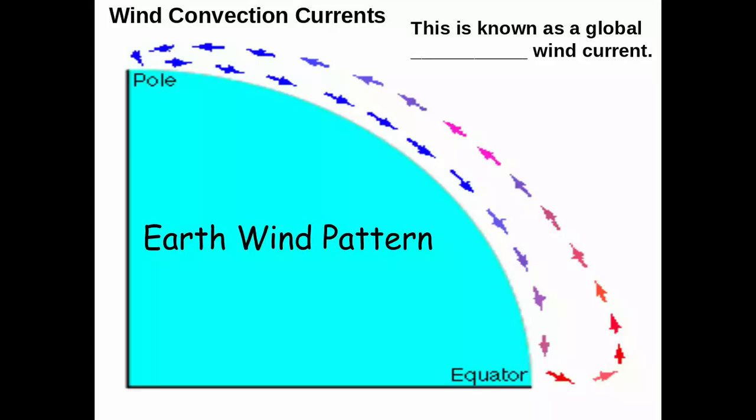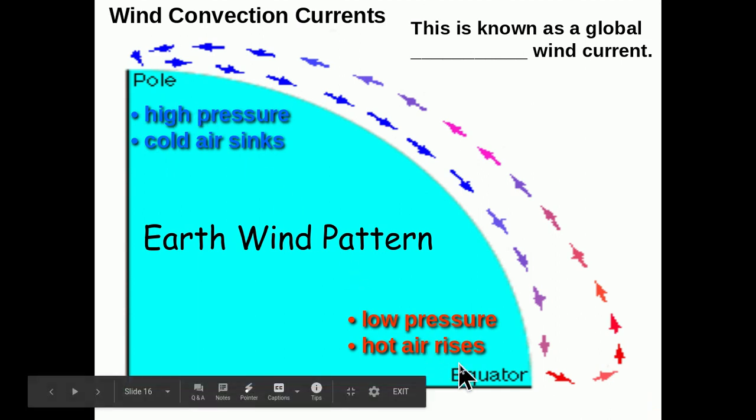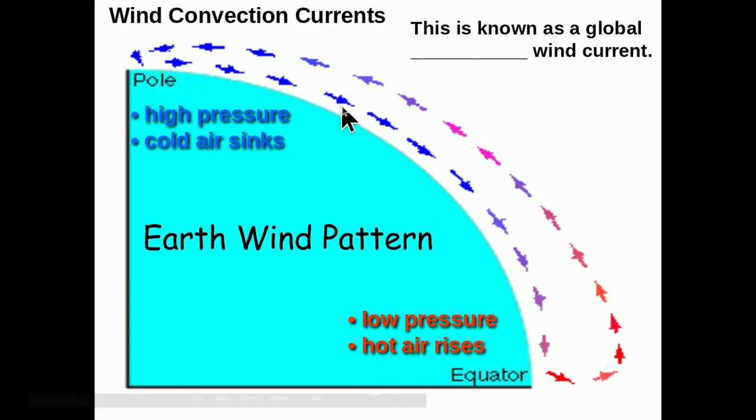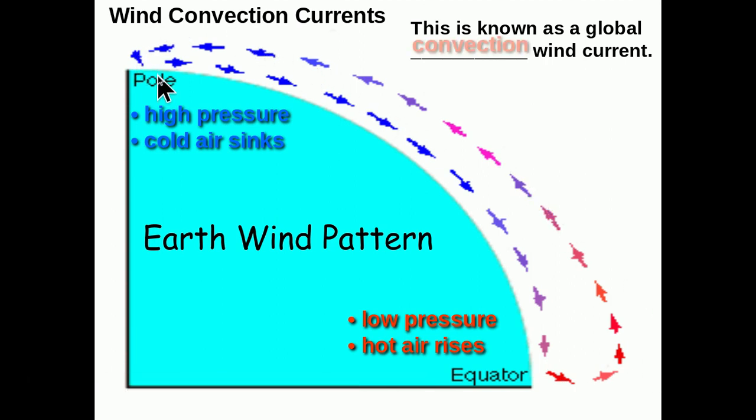So on a global scale, we can look at this slide, and here is where air is sinking and becoming a high pressure system, so cold air sinks. And then here at the equatorial zone, hot air rises, a low pressure system. You can see by following these arrows that it sets up a huge convection loop. This would be considered a global convection loop, and there's the word convection.